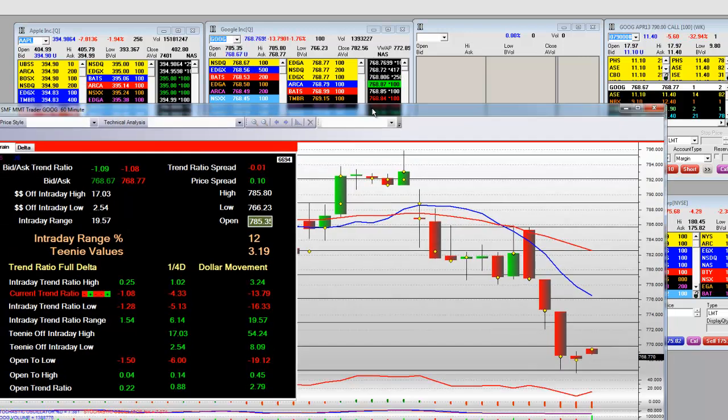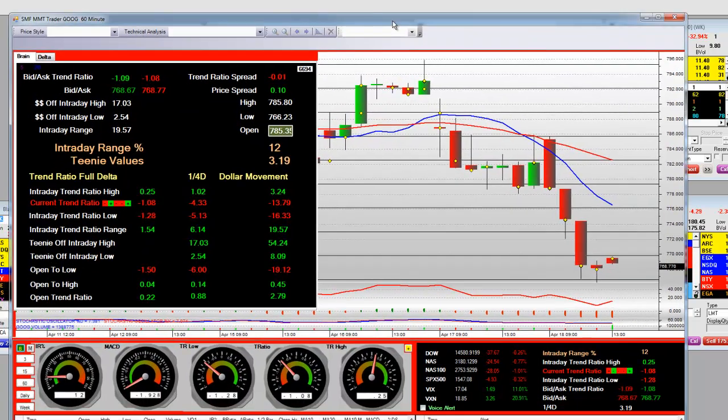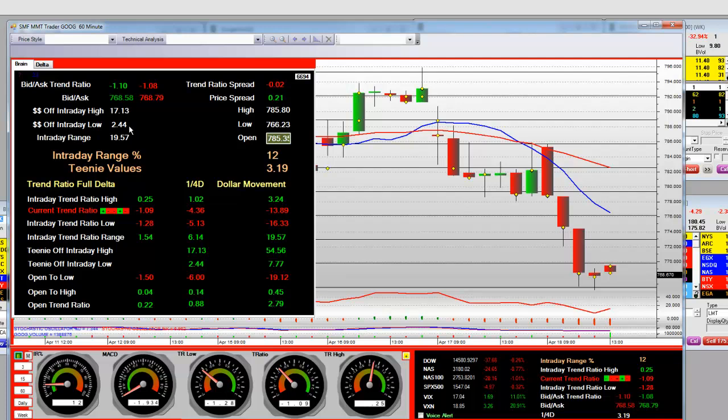This is just intraday right now on Google. And what I want people to know is you're only $2.44 off of the low. You're still $17.13 off of the high. Intraday high right here. Intraday range in our MMT platform. $3.19 per 1/4 delta. That's what it equals in dollars and cents. And that's how accurate they are. Two of those is $6 and let's say 38 cents.